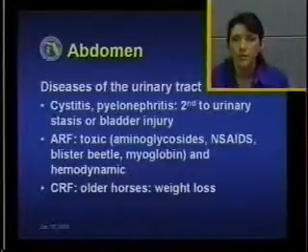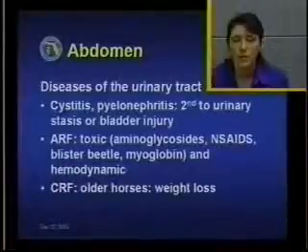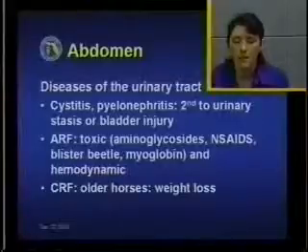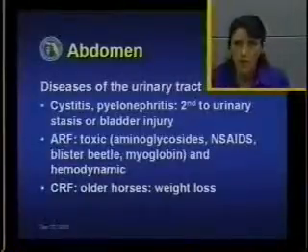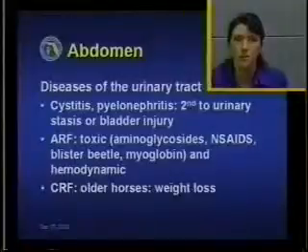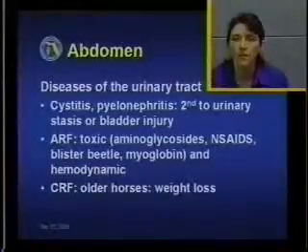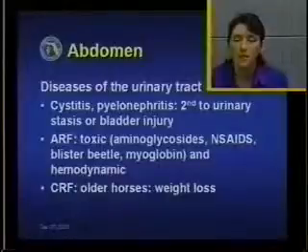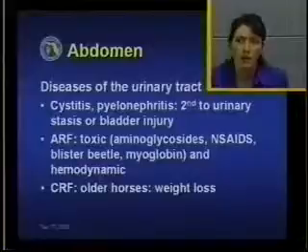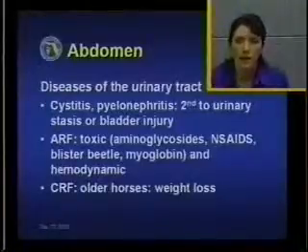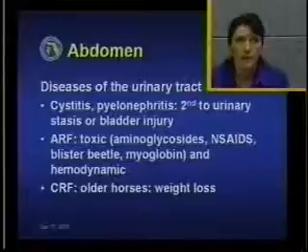Non-steroidal anti-inflammatory drugs can long-term cause pyelonephritis. Blister beetle, which is a beetle that secretes a toxin called cantharidin, which is found in alfalfa hay, can cause acute renal toxicity. Myoglobin is released in large amounts in horses subject to myopathy. Other causes of acute renal failure will be hemodynamic, so horses that have profound cardiovascular shock will shut down their kidneys basically, and this can cause long-term disturbances.